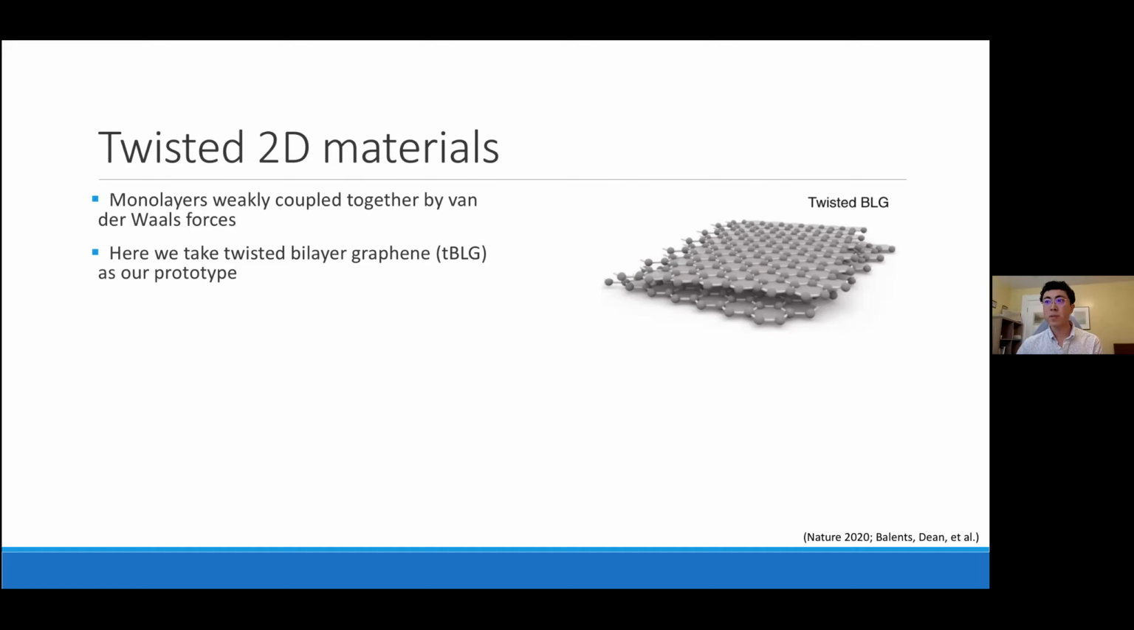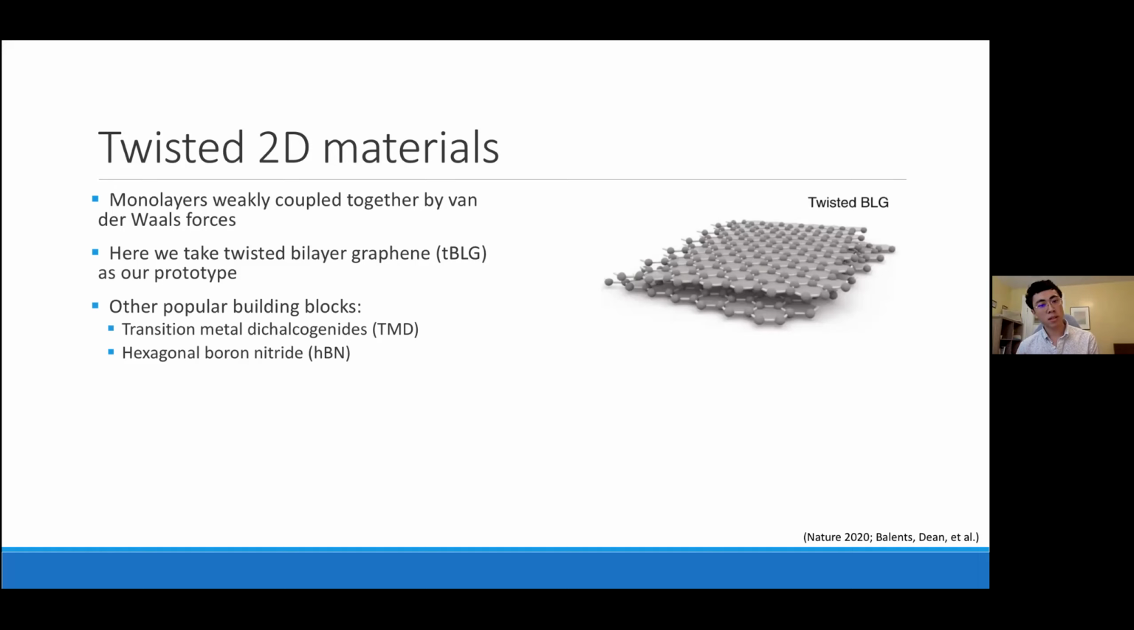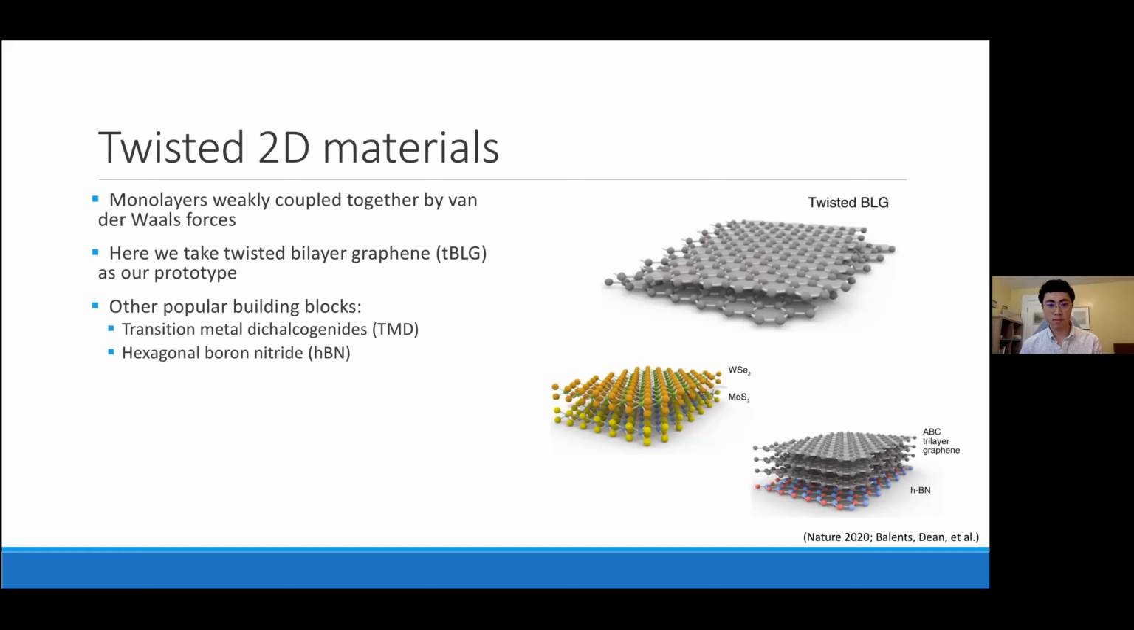And so for the purpose of this introduction, to keep things simple and brief, I'll be talking specifically about twisted bilayer graphene as our prototypical twisted 2D material. But other popular building blocks for these sorts of structures include the transition metal dichalcogenides and hexagonal boron nitride and structures composed of all of these things together. It's quite an exciting field in terms of the puzzle pieces you have at your disposal.